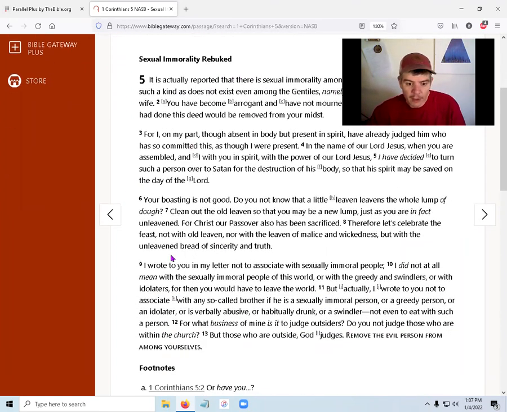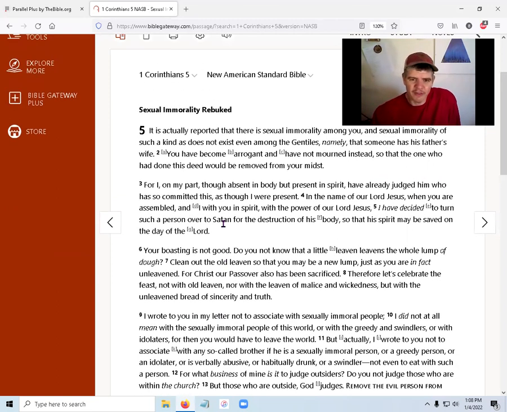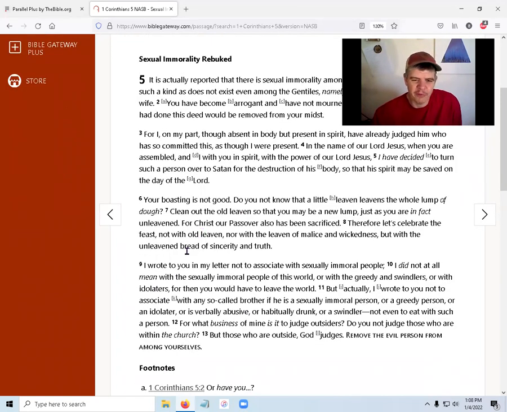Okay. Verse 9. I wrote to you in my letter. So I guess he wrote a letter before this one. This is 1 Corinthians, but he must have written another letter. Paul can write as many letters as he wants, just because we don't find them all. What we could call this, second, maybe third or fourth Corinthians, whatever, he wrote another. I wrote to you in my letter not to associate with sexually immoral people. I did not at all mean the sexually immoral people of this world, or the greedy, and swindlers, or idolaters, for then you would have to leave the world.